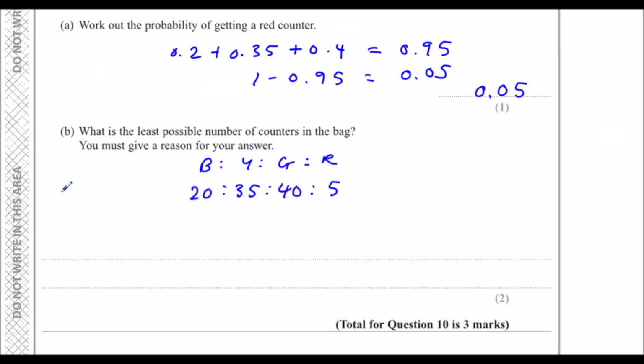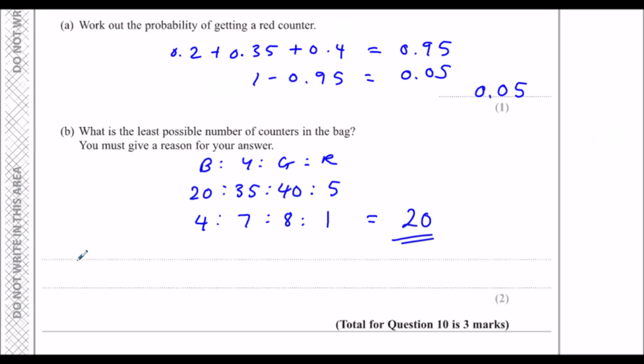So how simply can we make this? We can divide it by 5. They're all in the 5 times table. Divide it by 5, so we've got 4, 7, 8, and 1. We can't simplify it any more than that. So this must be the fewest number of counters in the bag. The fewest must be 4 blue, 7 yellow, 8 green, and 1 red. So if we add up how many parts we've got, 4 plus 7 plus 8 plus 1, that's 20 parts. So 20 counters.